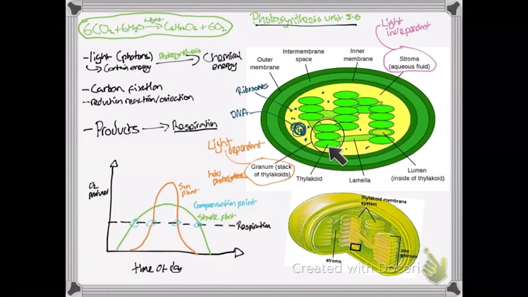Then we've got the grana, which are these stacks. Here's a 3D image of it. Stacks of thylakoids. That's where the light-dependent stage of photosynthesis takes place. Thylakoids within a granum are connected to other thylakoids within other grana by intergranal lamellae, which are these lines here in a 3D image. They're here and here.